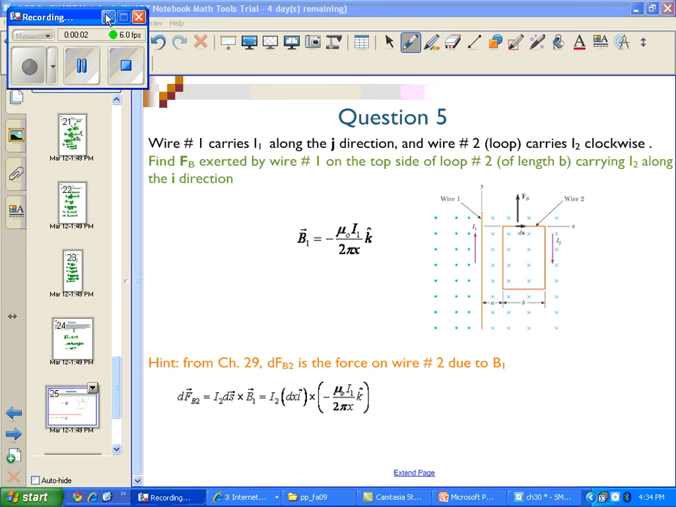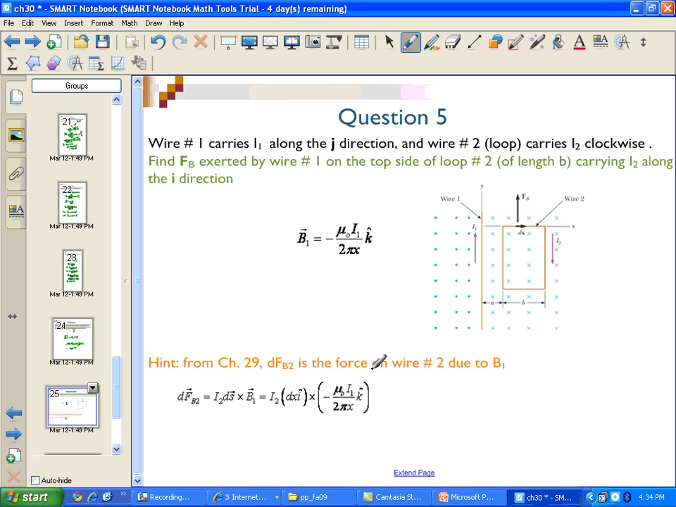Welcome to the second part of the problem-solving session for Chapter 30. Let's begin where we left off in Part 1.